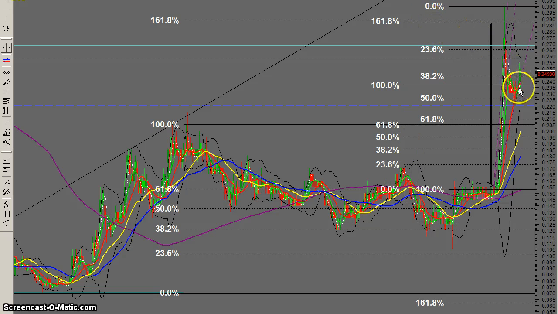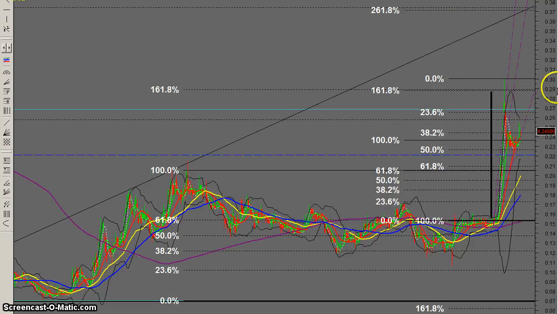There's our 161 again. Okay, this 100% might be a little bit of support at one stage. Might be, might not be. But the thing to look at here is where it's going to go to next. Okay, and we'd think that it'd repeat this range again, and it'd go to the next lot of fibs, which would be a 261.